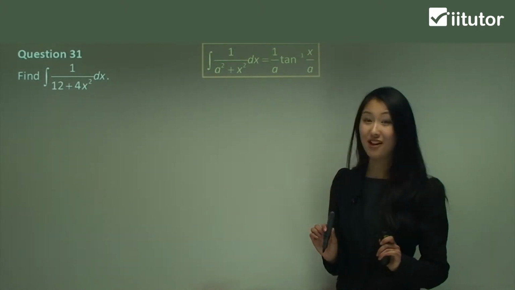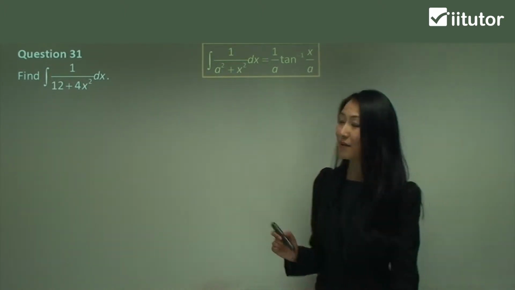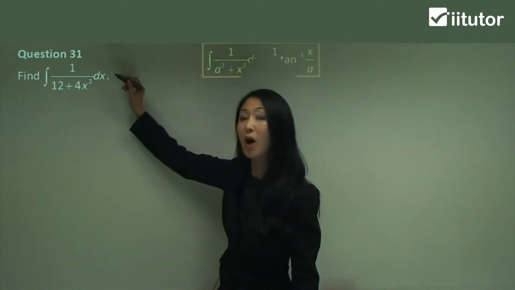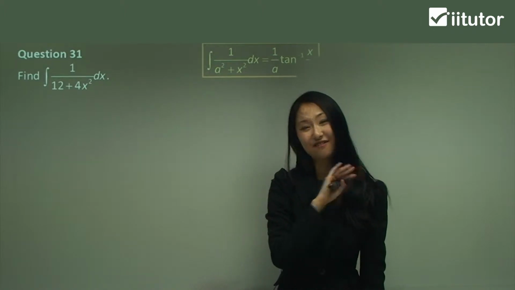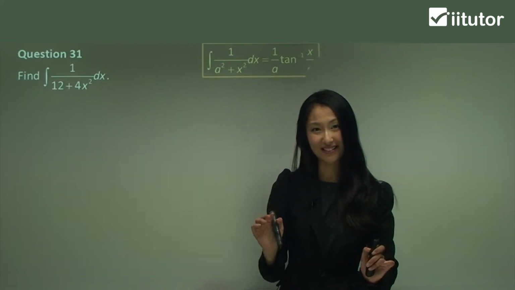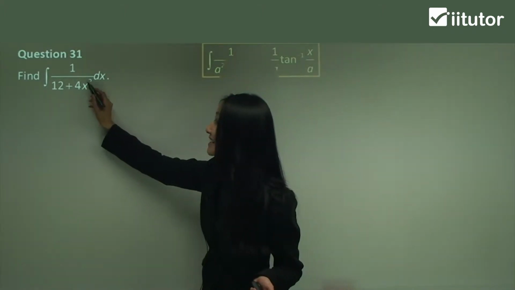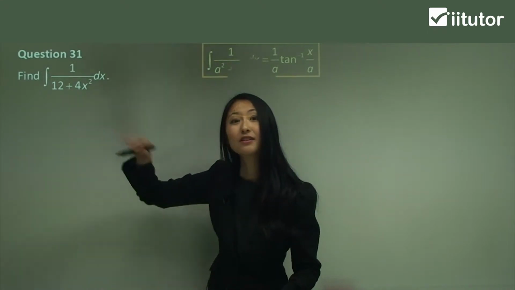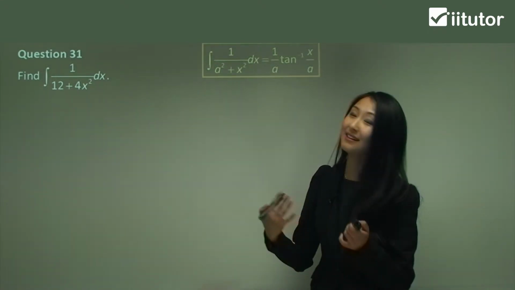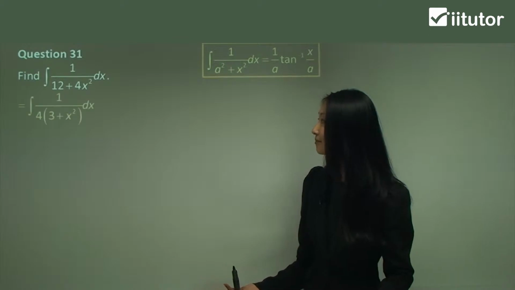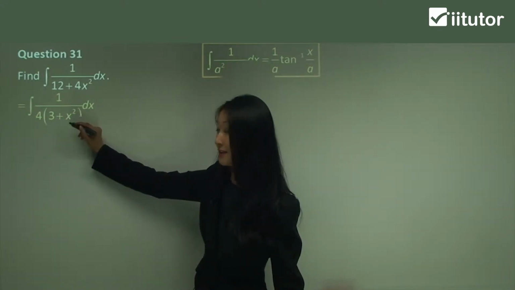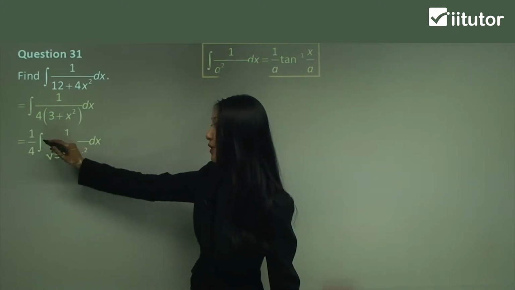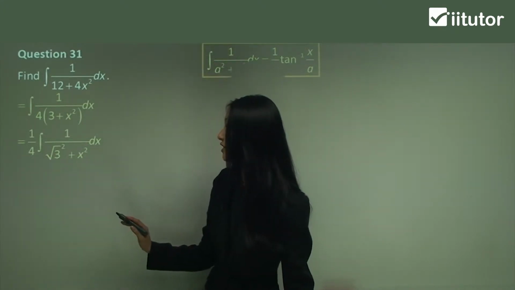Let's have a look at question 31 now. So here I want to find the integration of 1 on 12 plus 4x squared. Now, what's the first thing that jumps out to you when you see this? Exactly, you can see that there's a 4 in front of the x squared, so that should note to you I need to take that 4 out essentially. So I factorize the 4 out so that x squared is by itself, and I can just put a quarter in front of the integration.